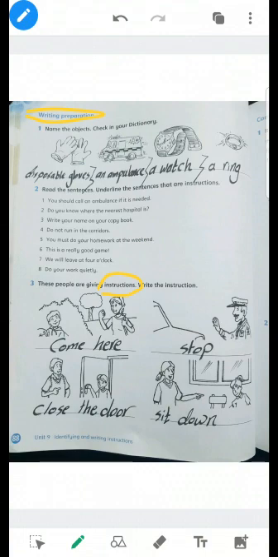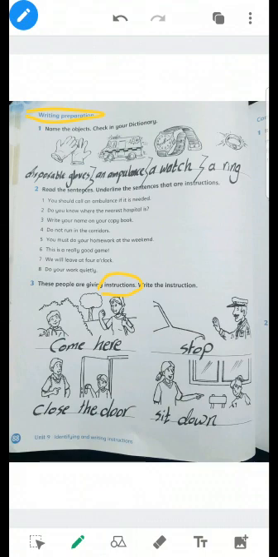Number 1, disposable gloves. I have already written the answers to you. Number 2, it's an ambulance. Ambulance. A watch. A ring.